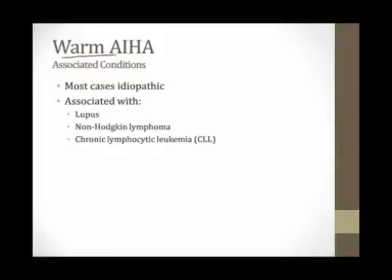Back to our discussion of warm hemolytic anemia, let's talk about the associated conditions. So most often warm hemolytic anemia is an idiopathic disease. However, it can occur in association with lupus, non-Hodgkin lymphoma, or chronic lymphocytic leukemia.